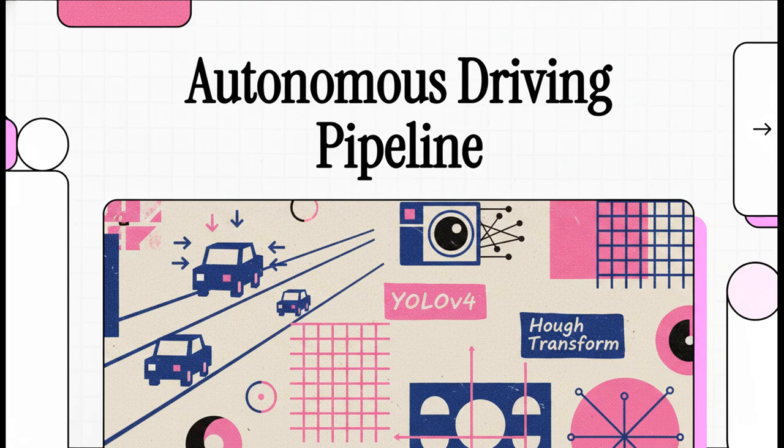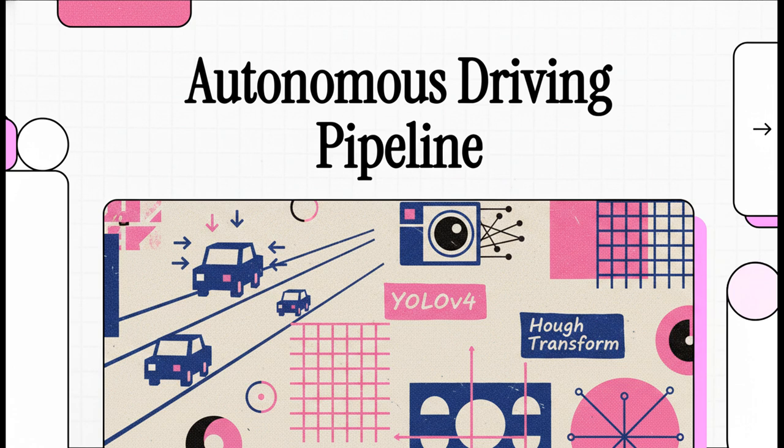Imagine the sheer, massive challenge of teaching a machine to drive safely at highway speeds. It's not just about slapping a camera on a dashboard. It's about building a real-time, highly accurate perception and control system that can take absolute visual chaos and somehow translate it into safe, split-second driving decisions.